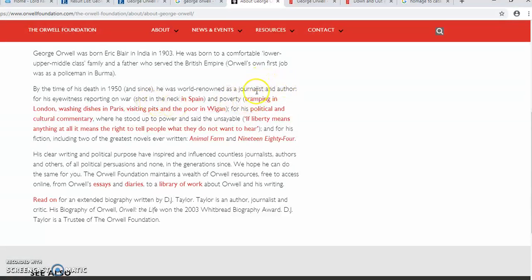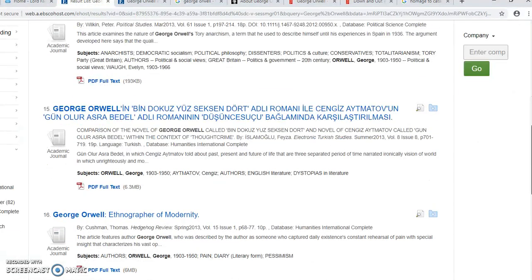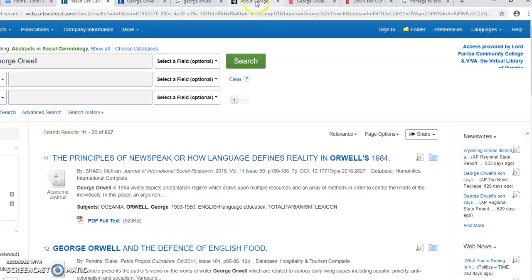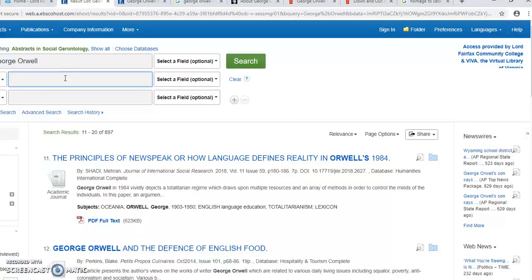But a lot of these sites, they mention how he started as a policeman in Burma, and then he worked in London for a while and was a dishwasher in Paris, and then he started visiting places like Wigan and Catalonia. Doing database searches does not necessarily guarantee you will find that information, but if you start with Google, then you can find other keywords. So you can do this.